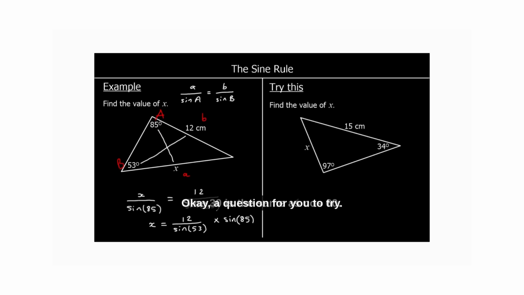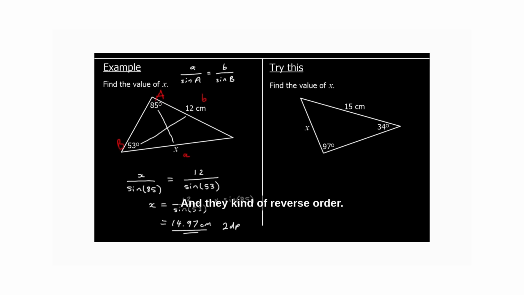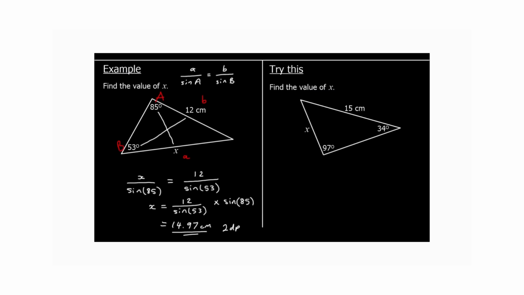Okay, a question for you to try. So pause the video and give it a go. Okay, so firstly, do we have opposites? So x is opposite 34 degrees. 15 is opposite 97 degrees. So we can use the sine rule.